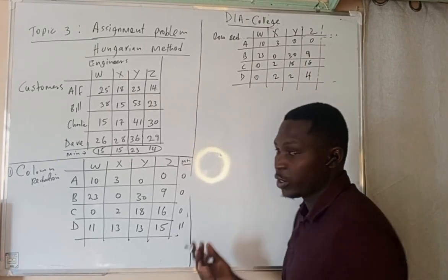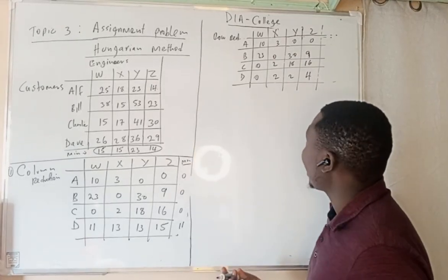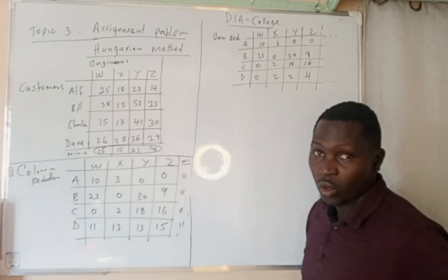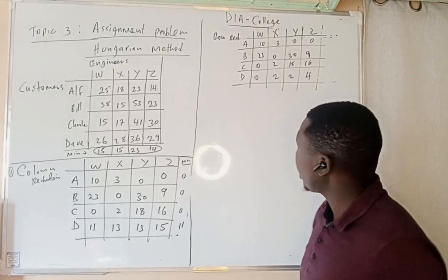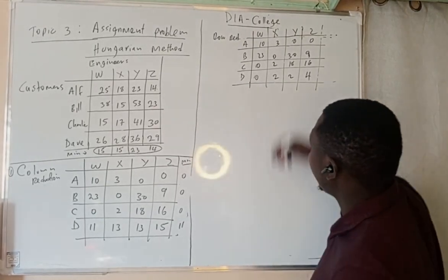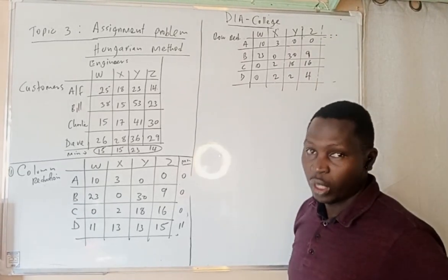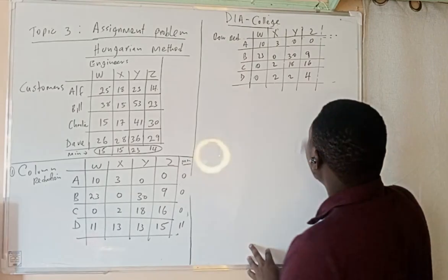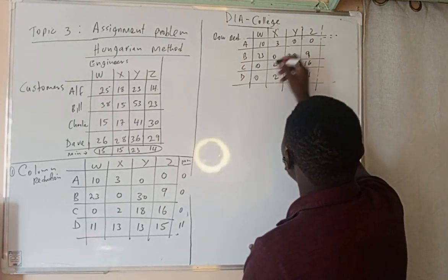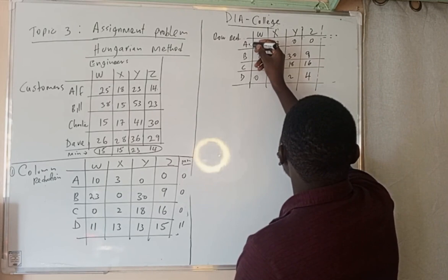So the best way to do this is basically to identify a column or a row with minimum number of zeros. And you are allowed to cover either vertically or horizontally. So no one is going to restrict you on how to do that. So basically I can identify 2 zeros here. I have 1 zero here, I have 2 zeros. So I can cover this first one.